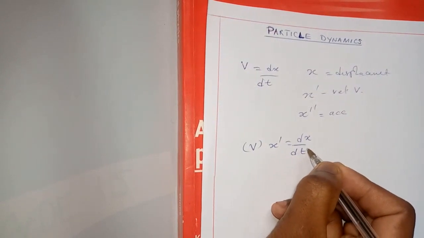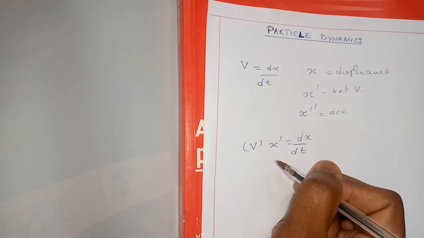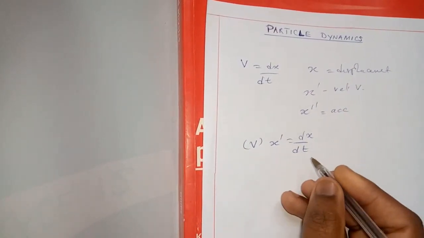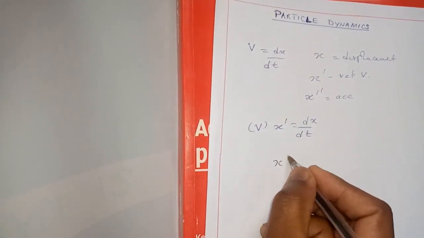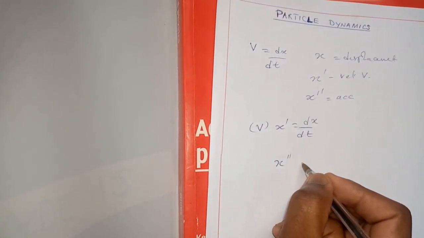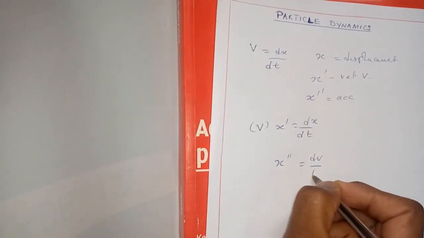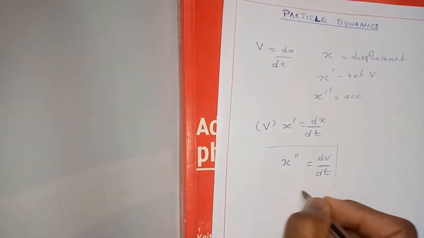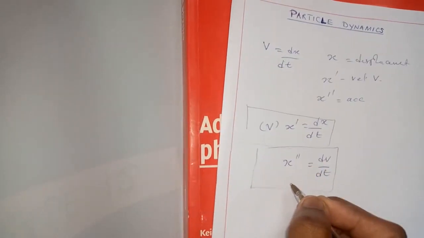And this is what we are going to use in our first question. Then we also have got to know that x double prime, which is acceleration, will be equal to dv/dt. So these formulas are going to be very useful in this work that we're going to do now.